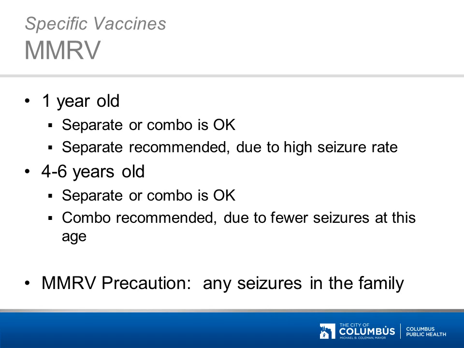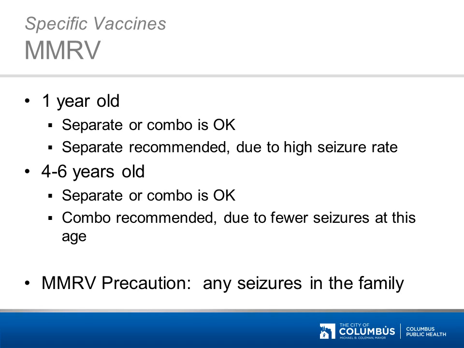The ACIP has said that either kind of vaccine, combination or separate, can be given for the first and second doses of MMR and varicella. But for the first dose of MMRV at 12 months of age, because of the increase in febrile seizures, parents should be advised of the increased risk. Unless the parent prefers MMRV, the ACIP recommends using separate vaccines for 1-year-olds.